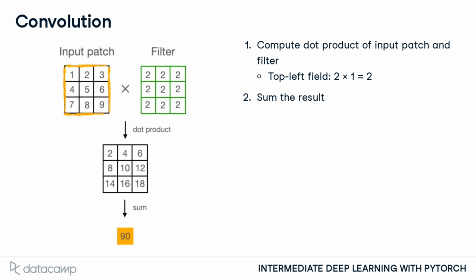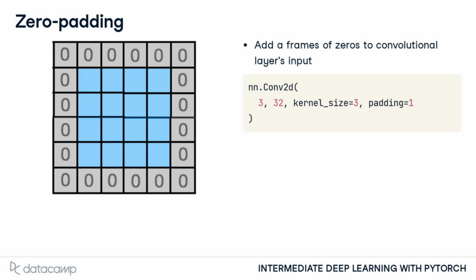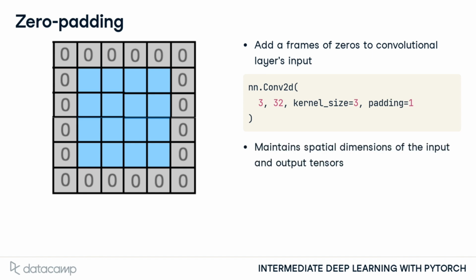Before a convolutional layer processes its input, we often add zeros around it, a technique called zero padding. This is done with the padding argument in the convolutional layer. It helps maintain the spatial dimensions of the input and output and ensures equal treatment of border pixels. Without padding, the pixels at the border would have a filter slide over them fewer times, resulting in information loss.